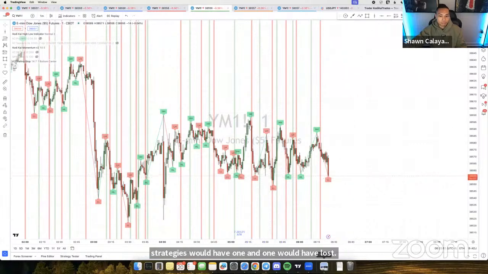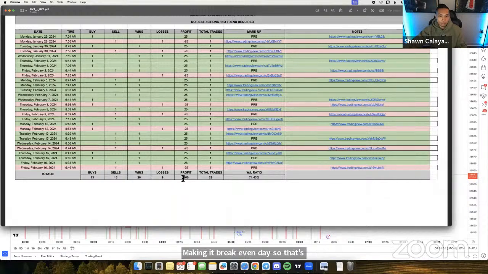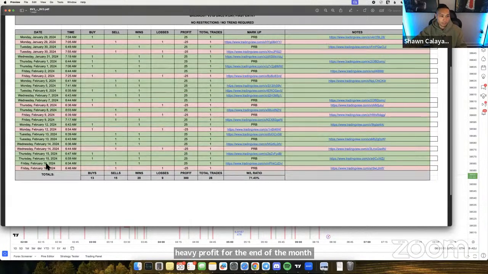So that's pretty remarkable because if you do the math here, it's 300 points in profit, 20 wins, 9 losses, win-loss ratio of 71%. Basically, you'd be at heavy profit for the end of the month. It's not even the end of the month yet. It's barely February 16th. So like on Friday, we lost the PRB, but the breakout V3 won. So that would have been a break-even day instead of a loss.